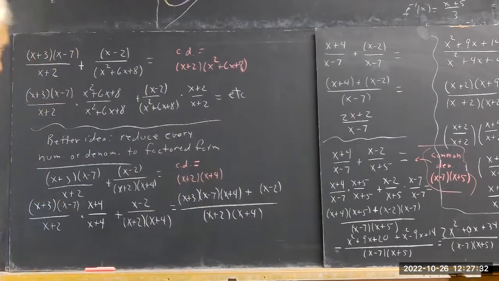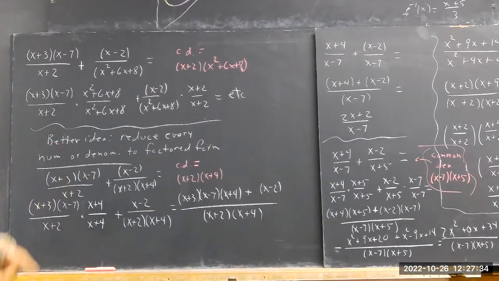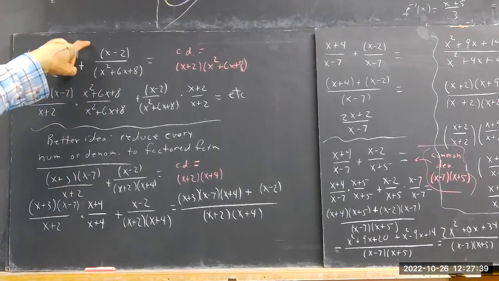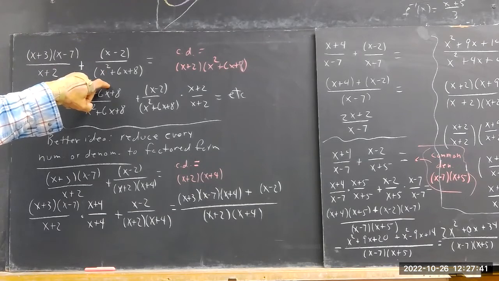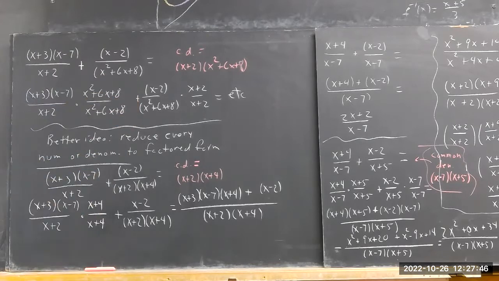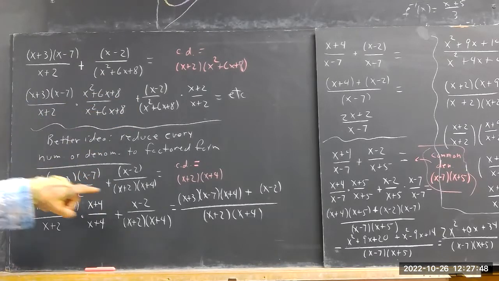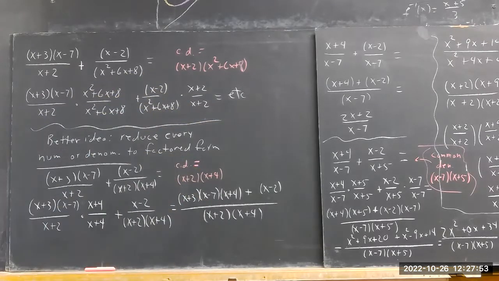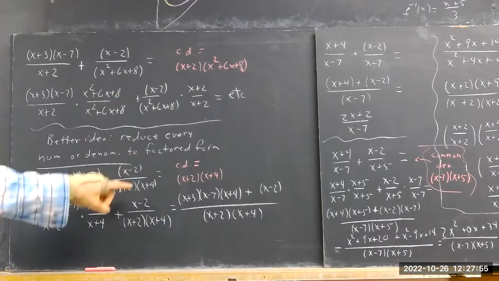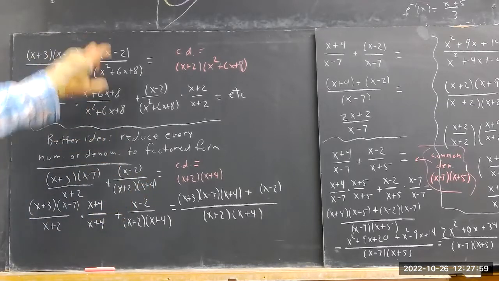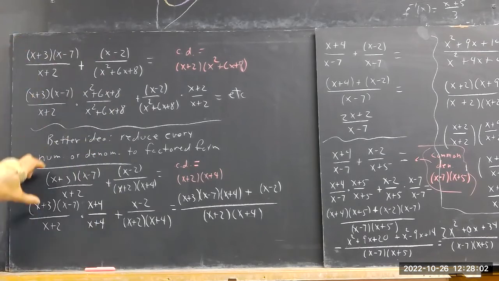And everything can work out, except it's messier than it needs to be. What we really want to do is reduce every numerator and denominator to factored form. So the factored form of this is x plus 2 times x plus 4. We saw this in an earlier example. It's easy to factor, so we replace this by this. This will stay the same because everything's already factored.